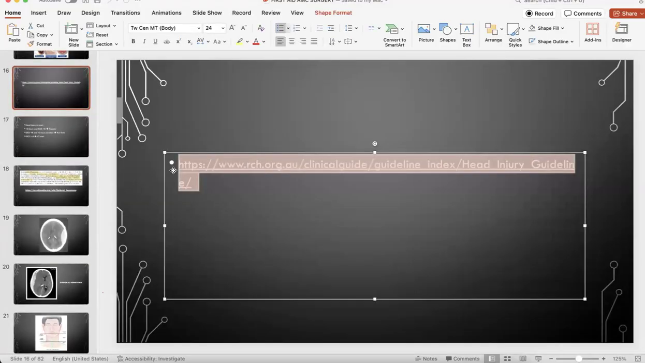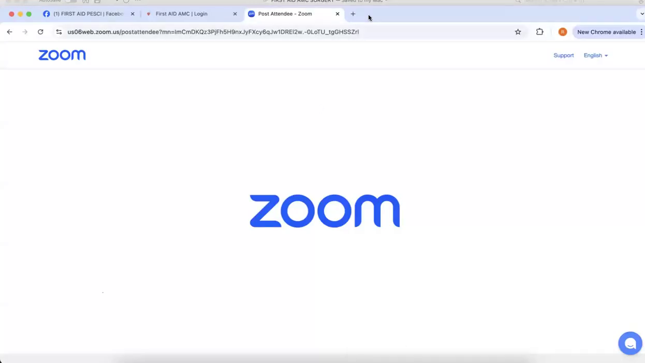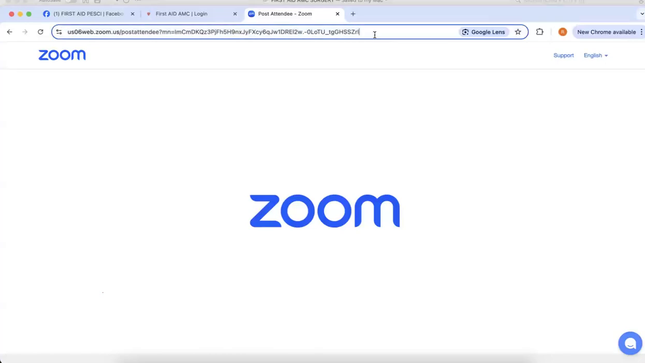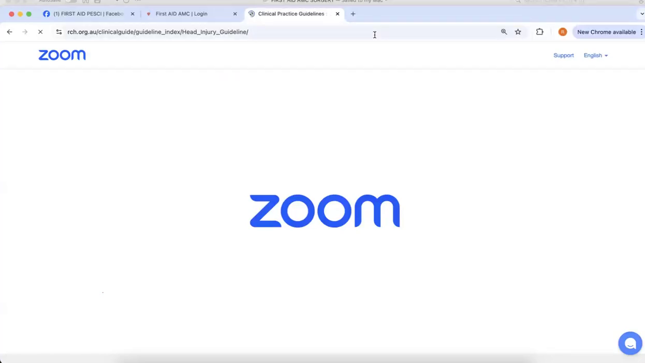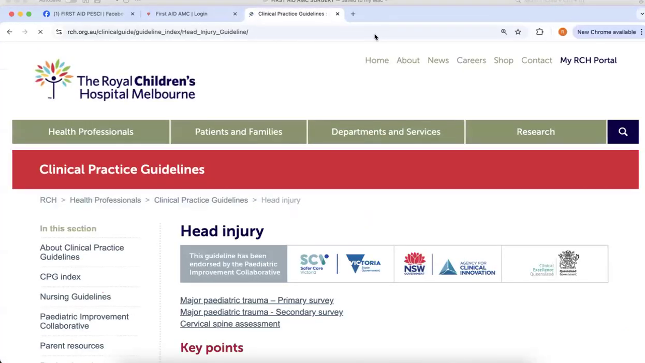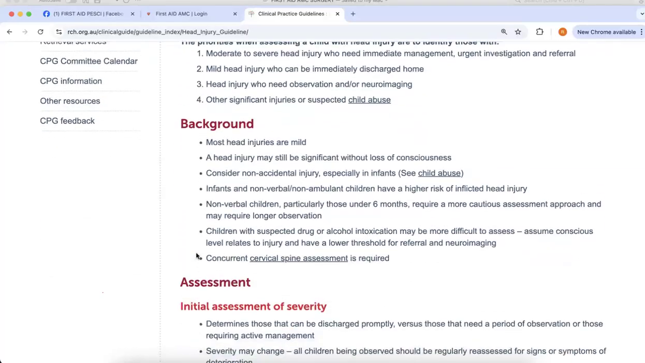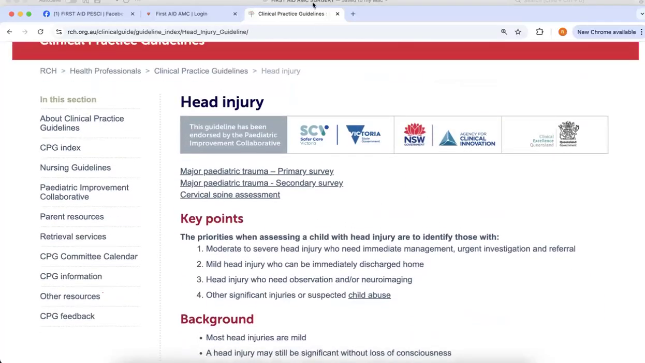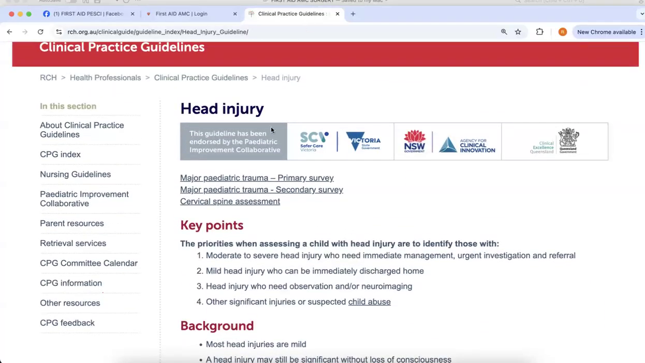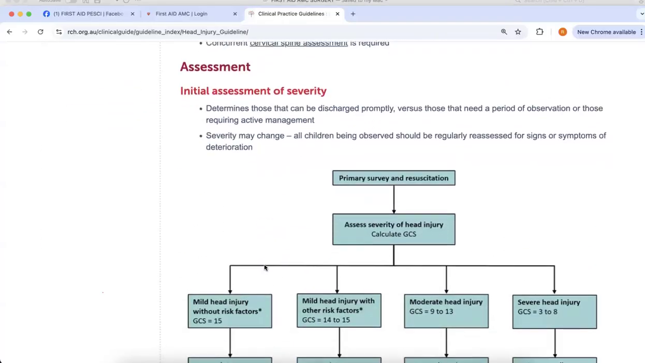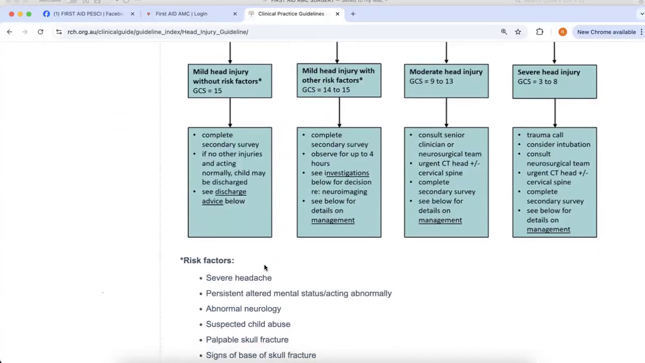So there is an RCH guideline, which is mainly for children, but the adult indications are also pretty much the same. So what are the indications? Please make sure you go through this head injury chapter from RCH. I'll just show you a few things.